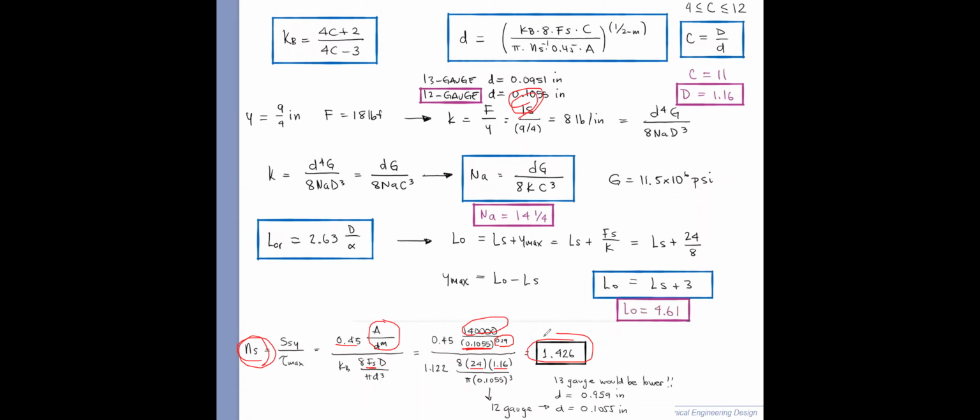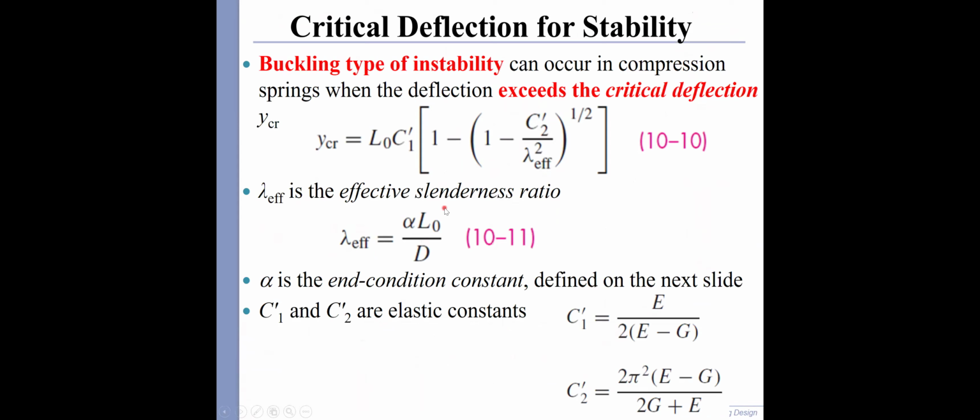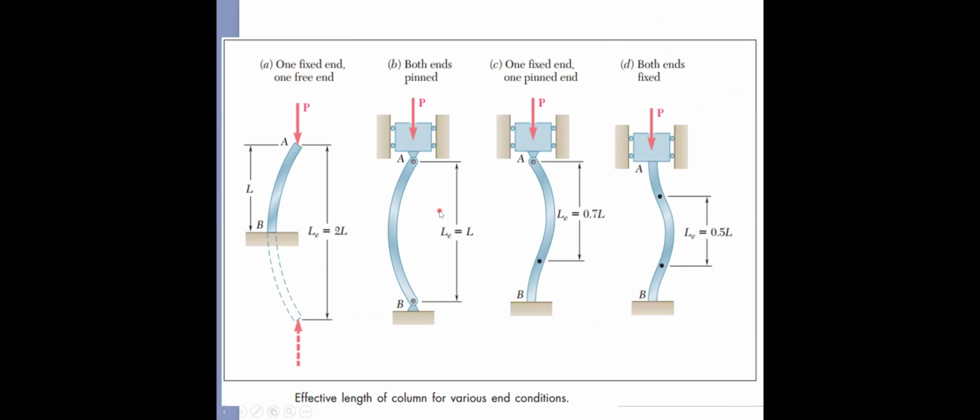Okay, and if we select the other spring with the wire diameter of 0.959, we will get a lower safety factor. Okay, so this is what we already know. The springs, the buckling. So I'll skip it.